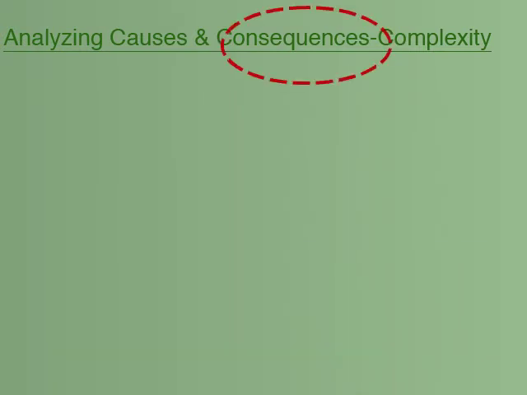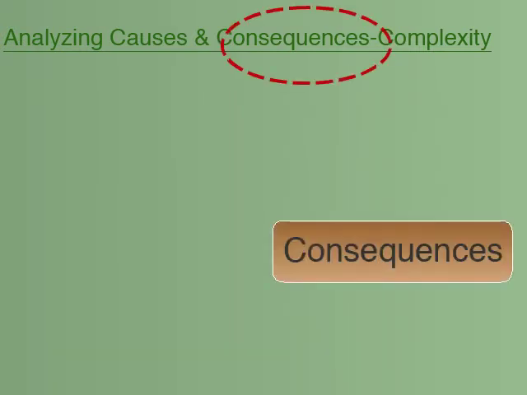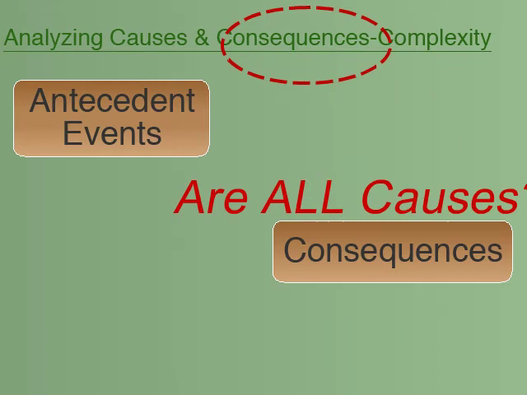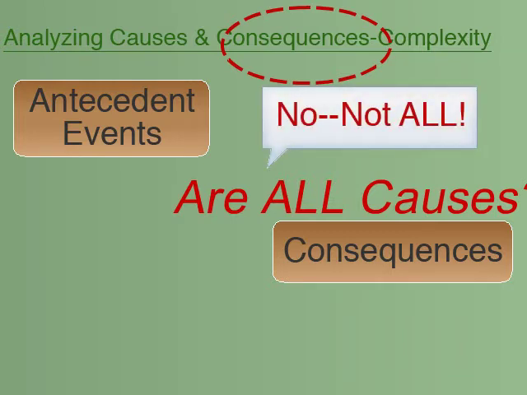Consequences are results. The meaning of the word tells us that. Causes precede consequences. Again, the meaning of the word indicates that. Therefore, causes are antecedent events, simply meaning that causes occur before consequences. The question is, are all antecedent events causes? Another consideration that adds complexity to analyzing consequences involves understanding that there are differences between antecedent events and causes.